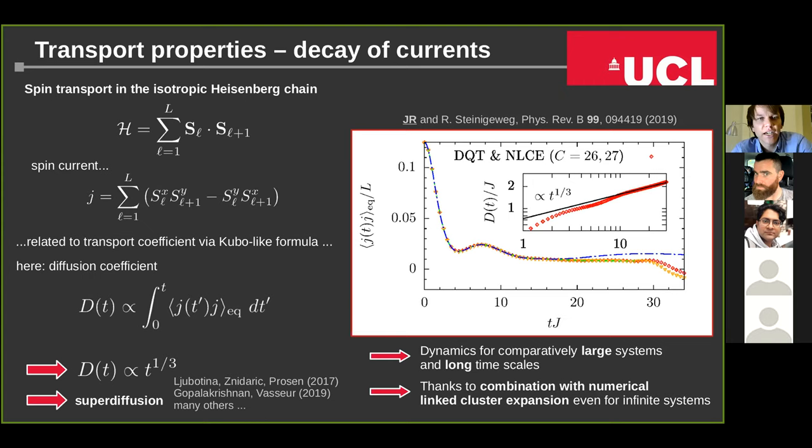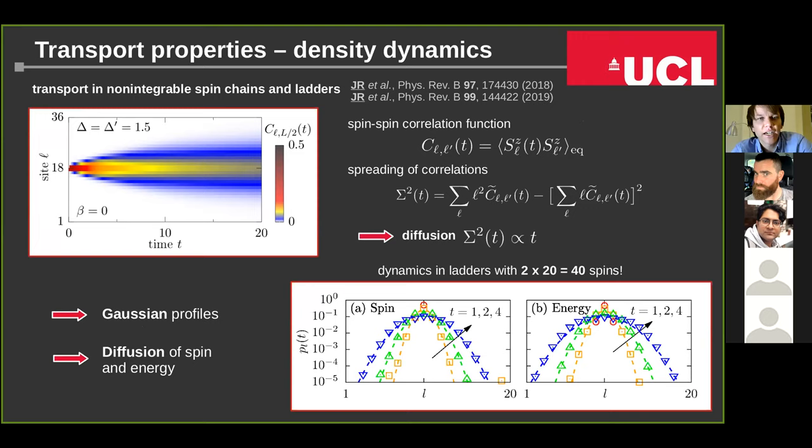Okay, so there's actually also another way to look at transport properties. And this is by looking at the spreading of local densities. So we look at spin-spin correlation functions, so local S^z operators, and we calculated this quantity in a number of non-integrable spin chains or ladders. So for example, you pick your Heisenberg chain and add some integrability breaking perturbation, for example, some next nearest neighbor interaction, or you change the geometry and go to ladders.